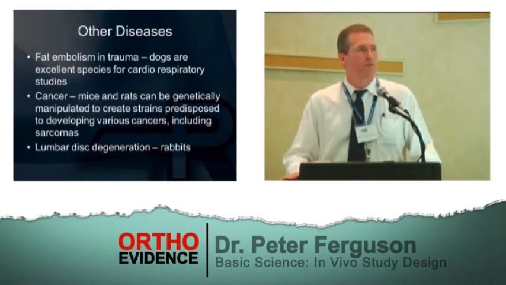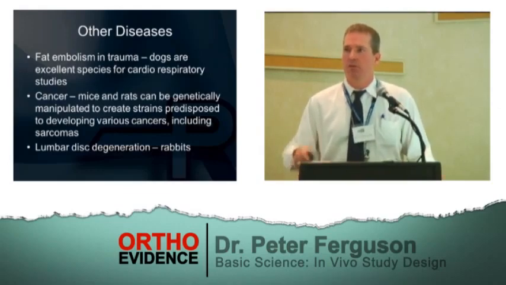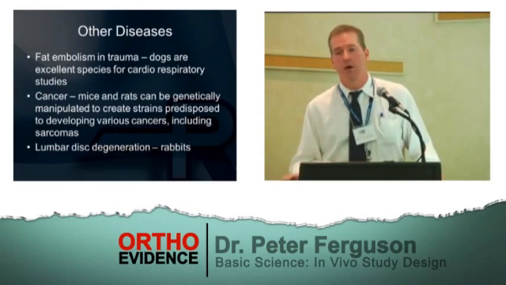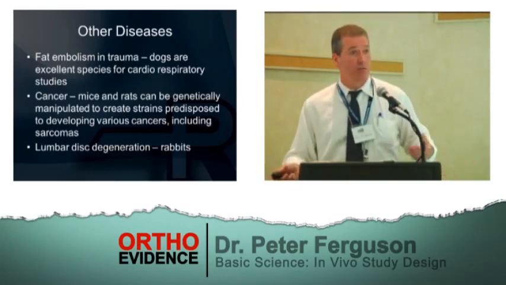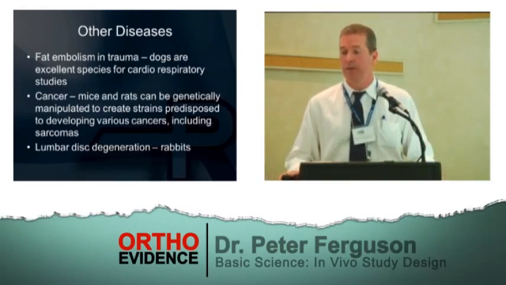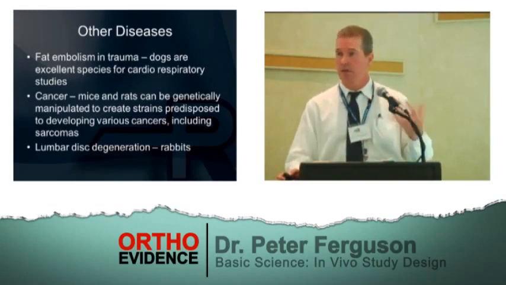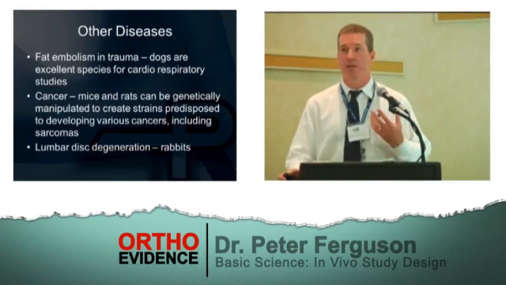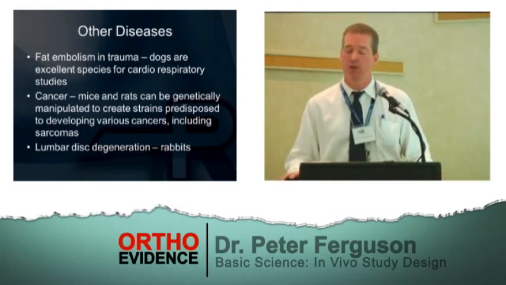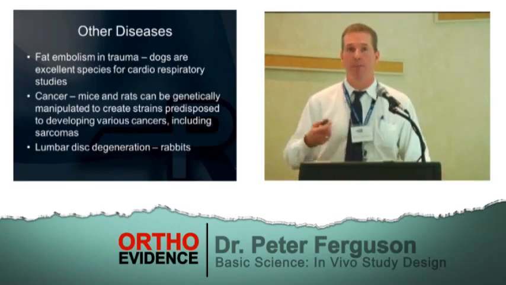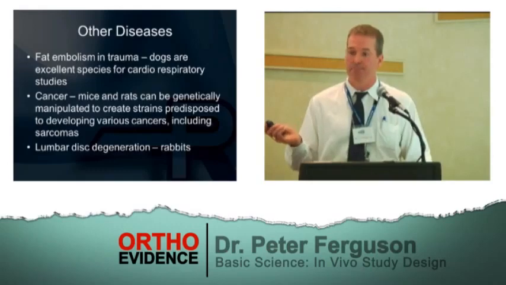Other kinds of diseases, well, Emil Shemich has done tons of work on fat embolism and trauma and whatnot, intramedullary nailing. Dogs are very good for studying cardiorespiratory effects of any type of surgical intervention. Studying cancer, as we do a fair amount at our place, a lot of mice and rats can be used, as we discussed last night. You can make knockout animals, you can do transgenic animals, anything like that can be predisposed to developing cancer, including sarcomas, which we're interested in. Lumbar disc degeneration, rabbits seem to be a fairly popular model for that.